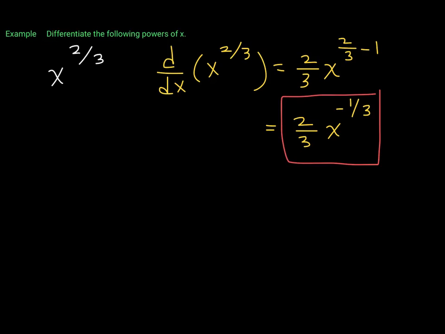If you wanted to, the negative exponents reciprocate your base. And so what this can be rewritten as is 2 over 3x to the 1/3. That's an equivalent way of writing this expression.